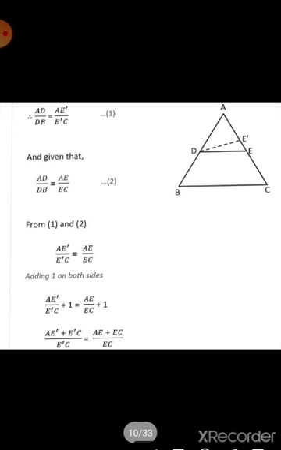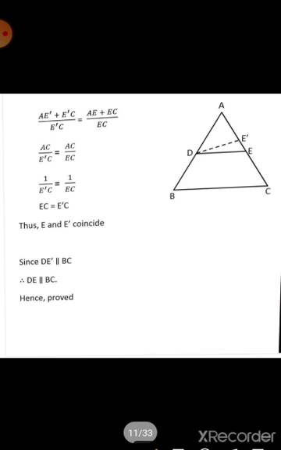So from these equations 1 and 2, the LHS is the same, so the RHS also will be equal. Now add 1 on both sides. Then AE dash by E dash C plus 1 is equal to AE by EC plus 1. Look at this: AE dash by E dash C plus E dash C by E dash C is AC by E dash C, and AE by EC plus 1 is also AC by EC. AC got cancelled. We got EC is equal to E dash C.